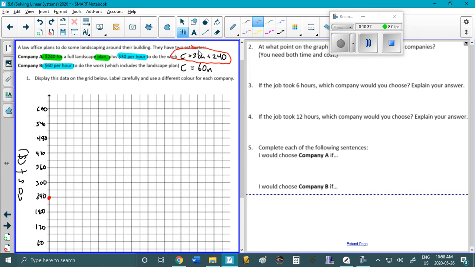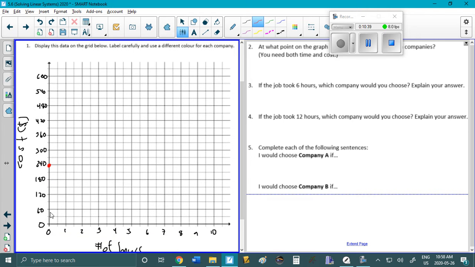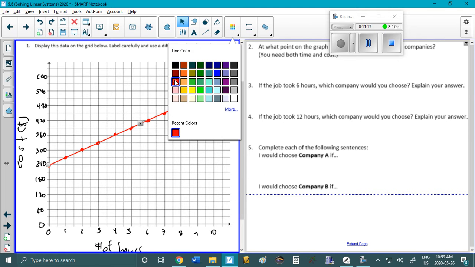Okay, and then it goes up by 30 each time. So that means I go over 1 and up 30. Now remember, if from here to here is 60, then I go half that to go up by 30. And then I do it again, and again, and again, and again. And I'm just going to keep doing it until I fill the space. And you'll remember when I went to 10, I think I was at 540. So now I'm at 10 and I'm at 540. So that worked. That tells me that what I did was correct. And I draw on the line here. And I make it red.